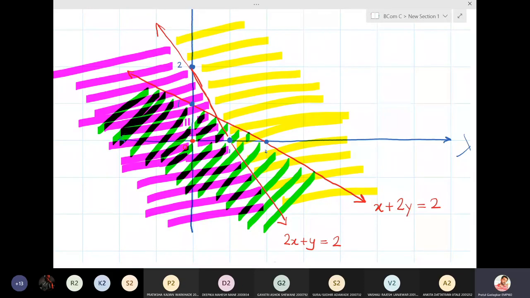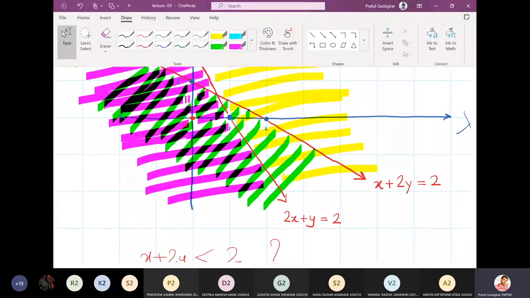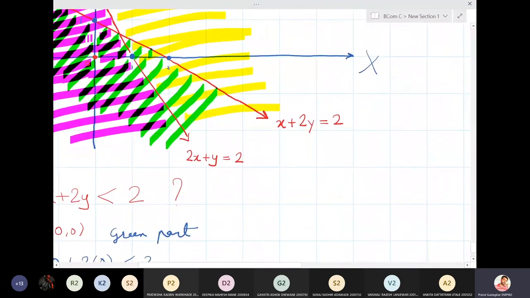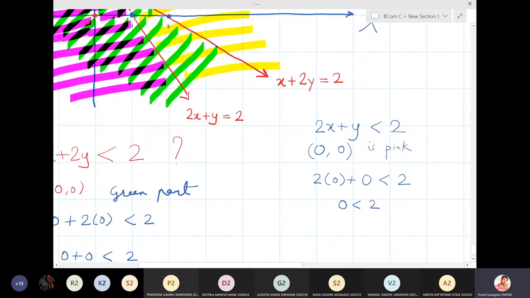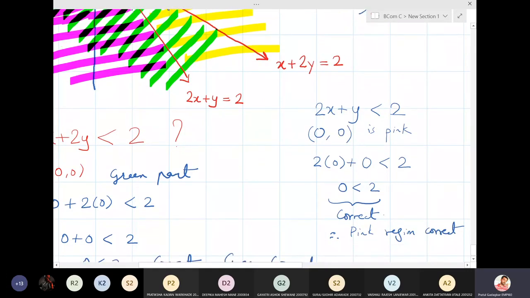So 0 is in which region? 0 is in the pink region. So let me write it. See the rough calculation. Which inequality are we supposed to look at? 2x plus y less than 2. Okay, so 0 is in the pink region. So 2 into 0 plus 0 is less than 2, means 0 is less than 2, and this is correct. Means the pink region is correct. And therefore I will delete the yellow lines.